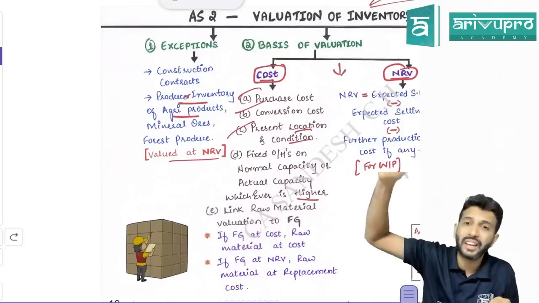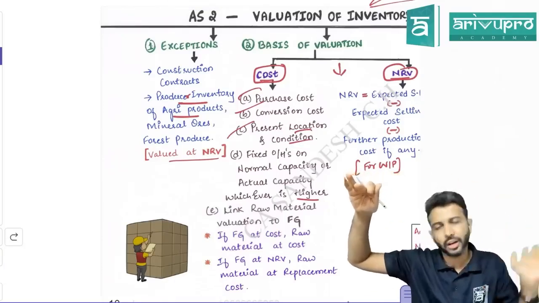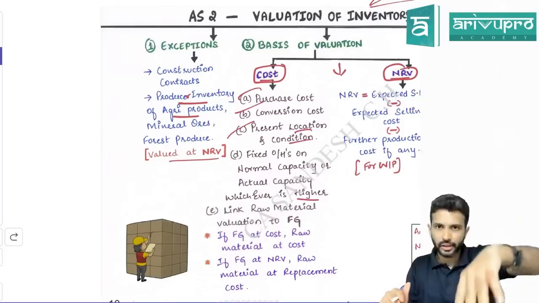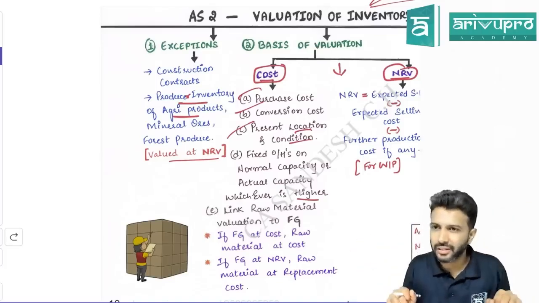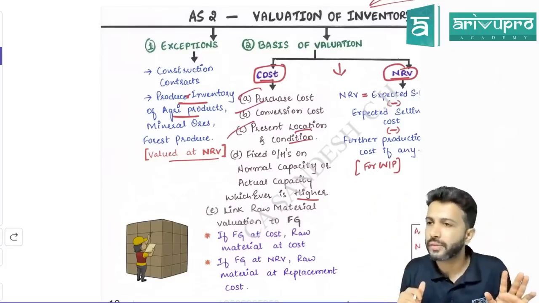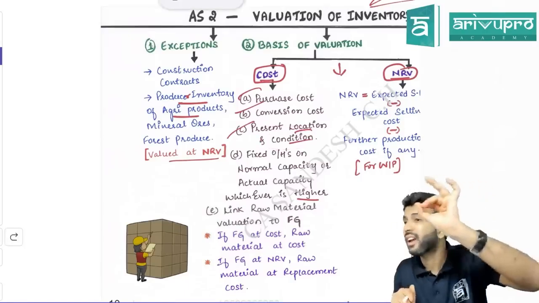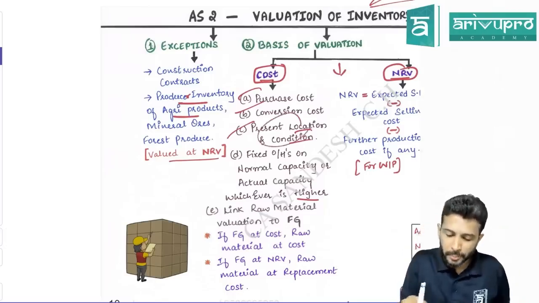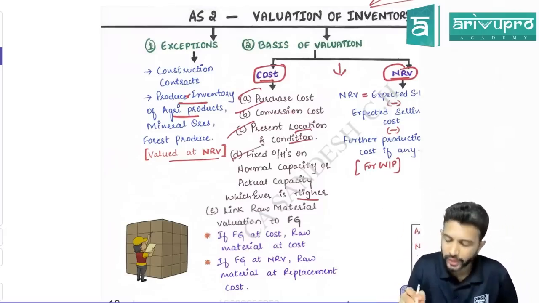Till the inventory reaches sellable condition, whatever directly related cost you're incurring, all that you can add to the cost of inventory. Like transportation cost incurred, loading and unloading charges incurred, some assembly charges you are incurring. So all these charges, if you are incurring on inventory, you can add to the cost of inventory. Till the inventory reaches your factory and reaches sellable condition, any related cost on inventory can be added. That's what we mean by present location and condition. Fine? Okay, this is one.